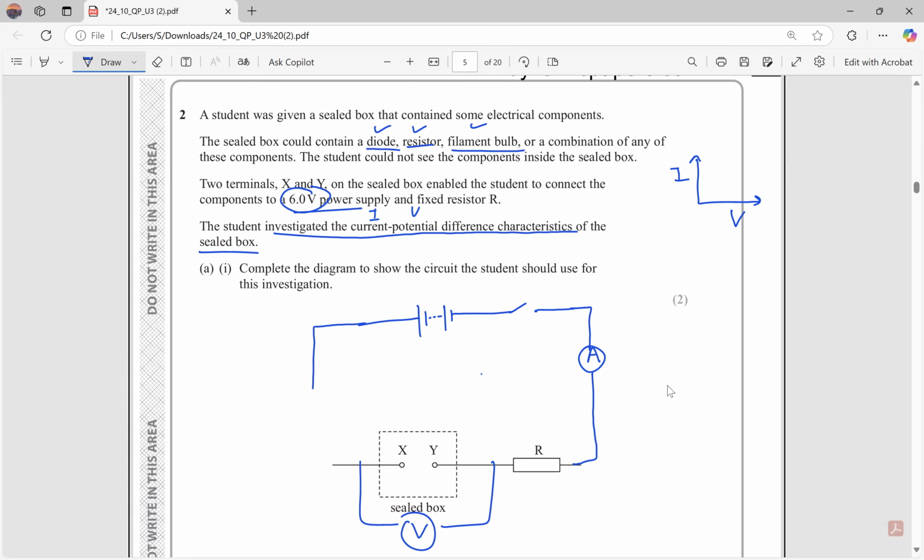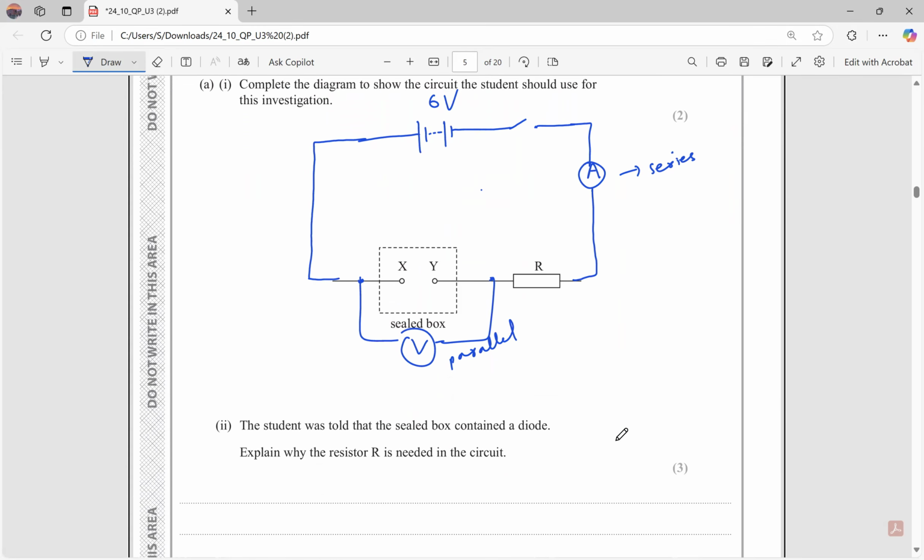And the voltmeter would be connected in parallel with the sealed box because the student is investigating the current voltage graph for the sealed box. Remember that an ammeter must always be connected in series, and a voltmeter must always be connected in parallel across the component in which you're measuring the voltage. So there you go. That's just the circuit diagram.